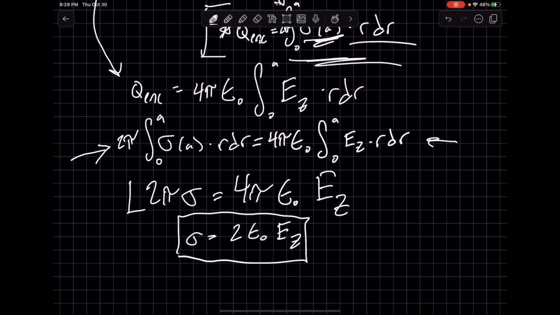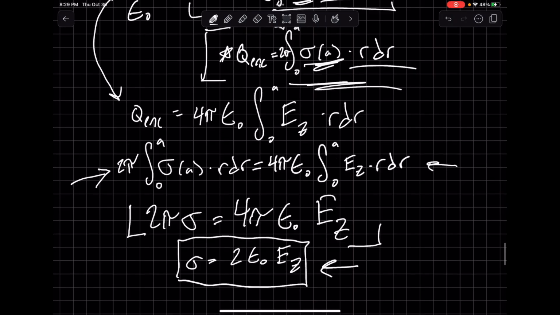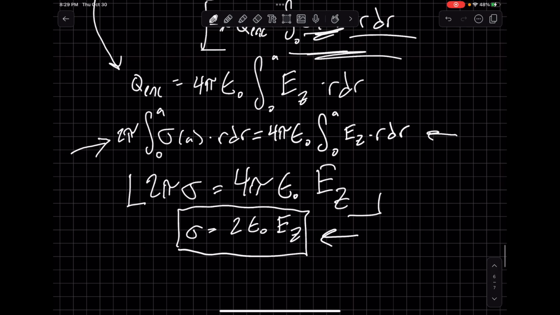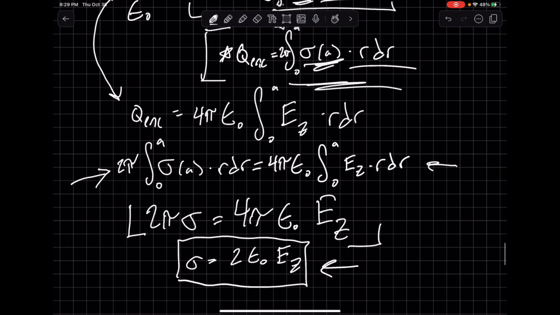And then we get that 2 pi times the surface charge density is equal to 4 pi times epsilon naught times the E component of z. So in this case that I've created, this would be the charge density. Otherwise, we don't have enough information, I don't think.